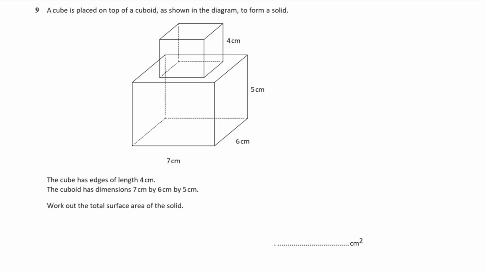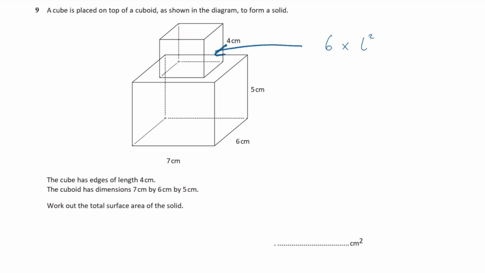Okay. Now, if you were just working out the surface area of a cube, then you've got 6 faces, and each face has an area of L squared, isn't it? So it would give you 6L squared. So that's the surface area of a whole cube.